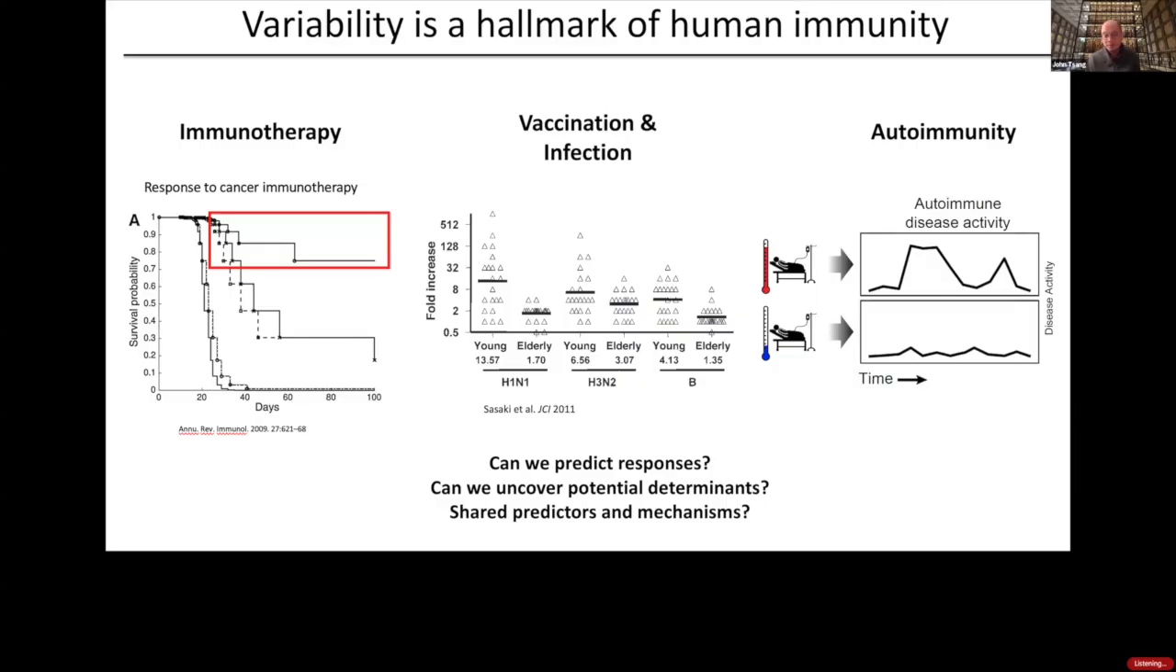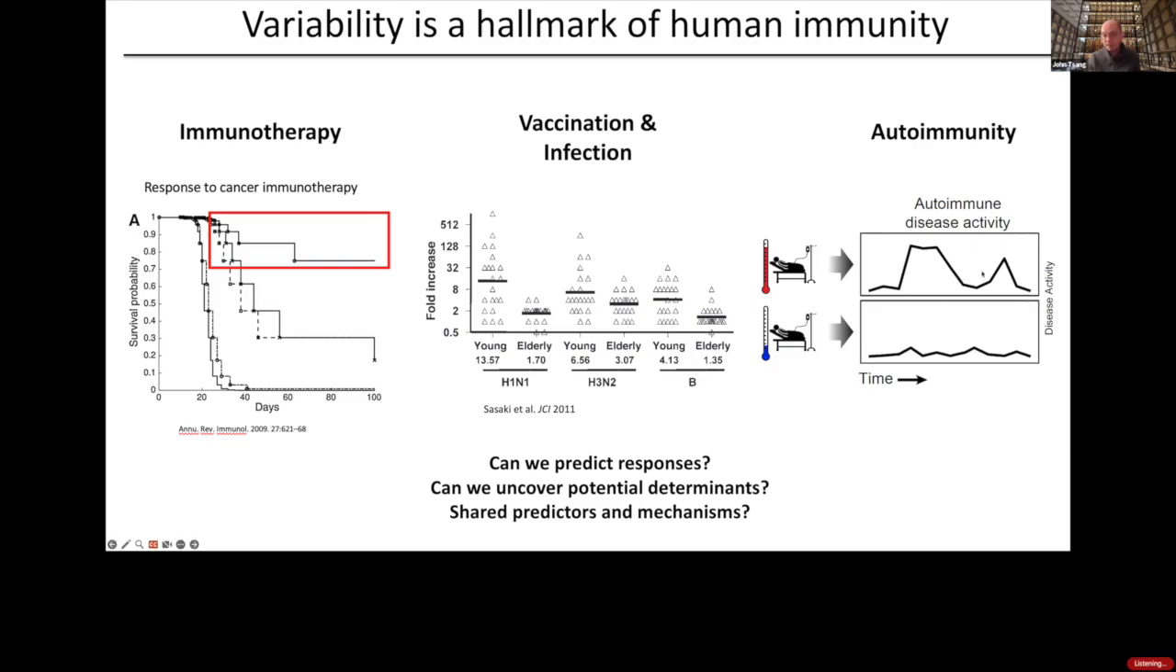And you see that in the response also in terms of vaccines and infections. You can actually see hundreds of fold differences in immunogenicity. In this case, I meant the antibody increases as a result of vaccination. And you see those hundreds of fold differences across individuals. You also see that it typically correlates with age. You get attenuated responses when one gets older.